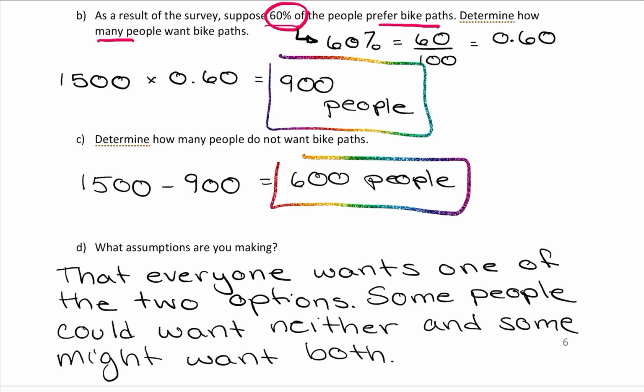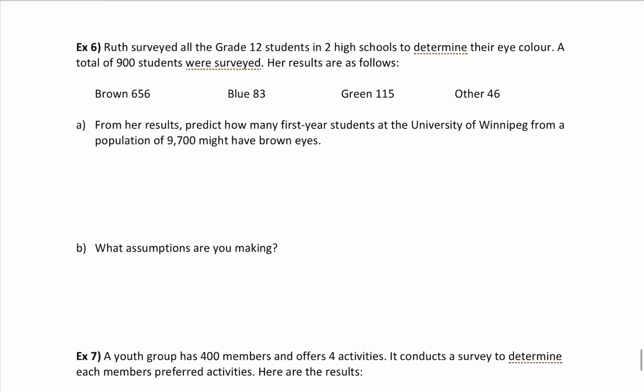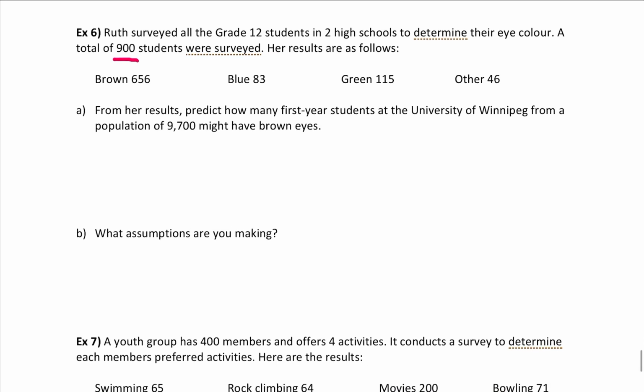All right, last page. Example 6. Ruth surveyed all the grade 12 students in 2 high schools to determine their eye color. A total of 900 students were surveyed. The results were as followed. 656 have brown eyes, 83 have blue, 115 have green, and 46 have other. From her results, predict how many first-year students at the University of Winnipeg from a population of 9,700 might have brown eyes.